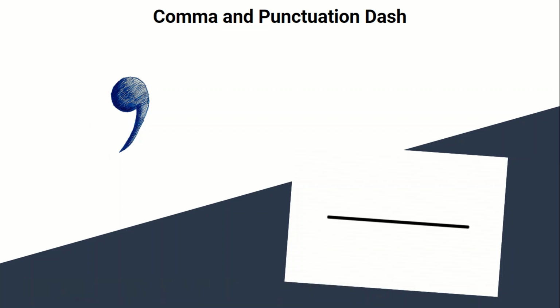Hello, welcome back. Today I'll be talking about commas and the punctuation dash. I'll be explaining what these punctuation marks are, what they do, and what the differences between them are. For those who are wondering, yes, I'll be giving examples later on. Let's get right into it.